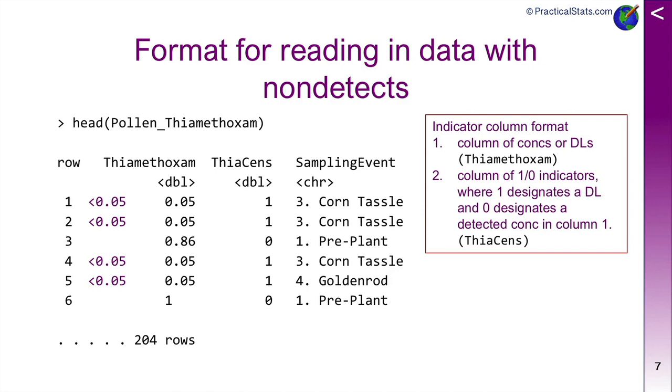The third column, called sampling event, is a character variable. It's just a set of text. The first row is 3 dot space corn tassel. So it's the grouping variable, and we're going to split the data up into these groups and then test to see if the values of thiamethoxam are generally the same in all of the groups, or whether some groups are different than others.